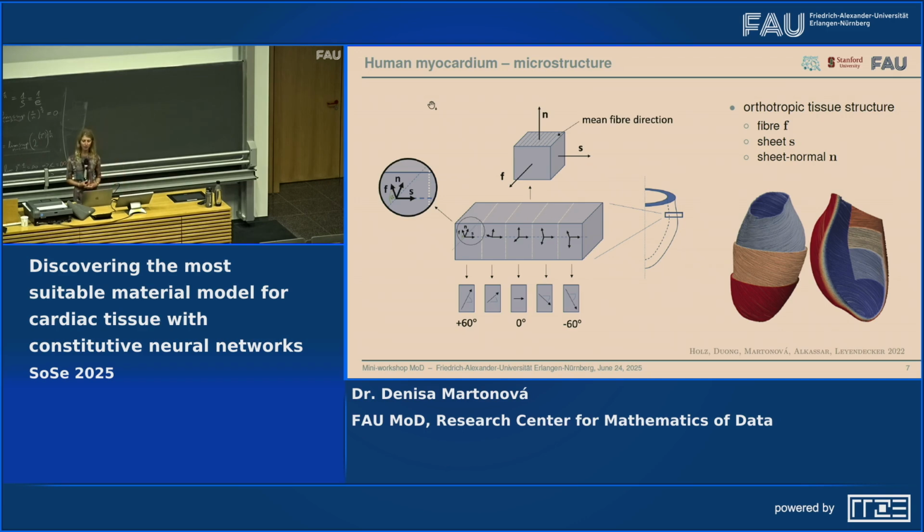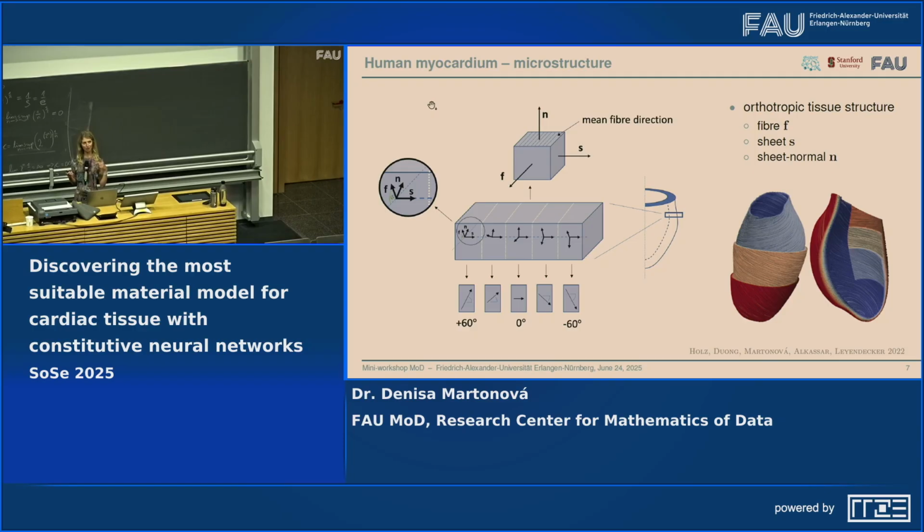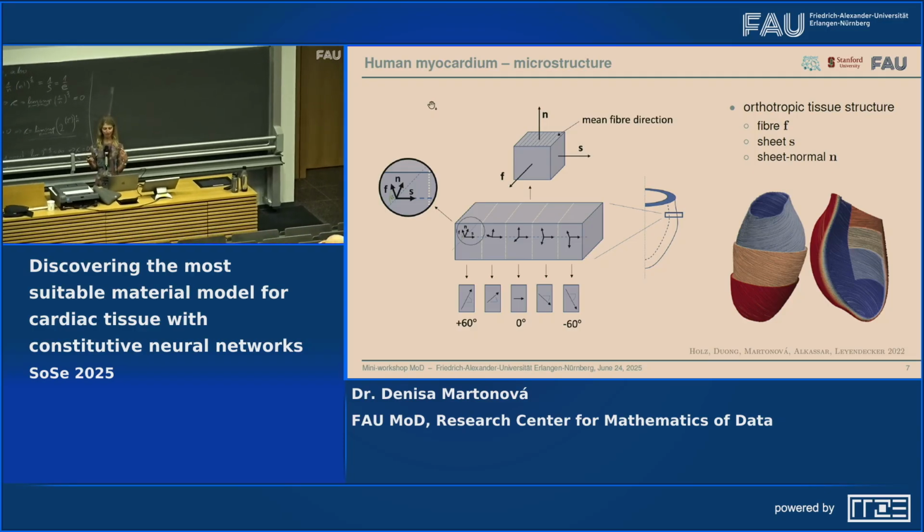the sheet normal direction. The heart is especially interesting regarding the fiber direction, because the fibers are rotating from minus 60 degrees on the endocardium, this is the inner wall, to plus 60 degrees on the epicardium, which is the outer wall, and it's like an onion. You can interpret it as onion layers, as you can see here in the picture.